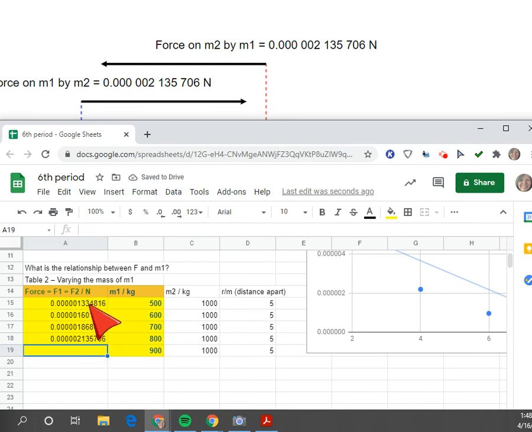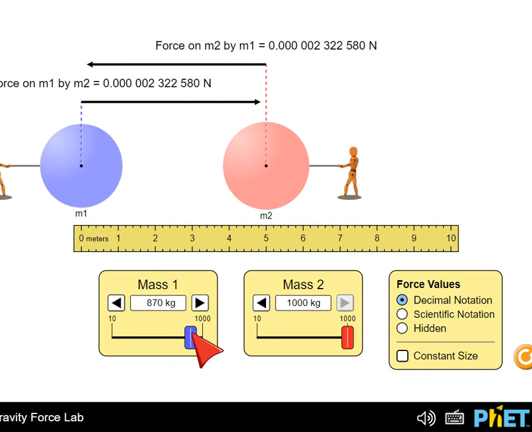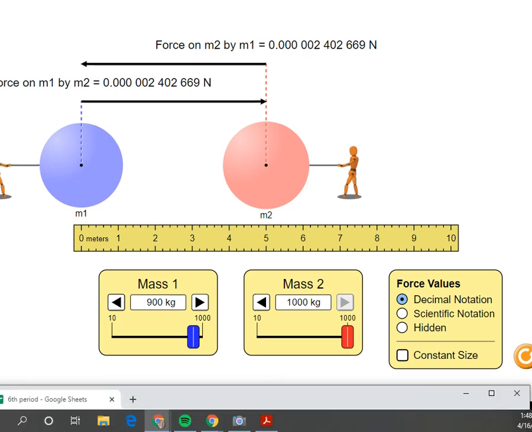And you can kind of see here that it is increasing. This number is still really tiny, but it's getting bigger. So let's go ahead with our 900. These are almost the same mass. And we see that that force is increasing, continuing to increase.